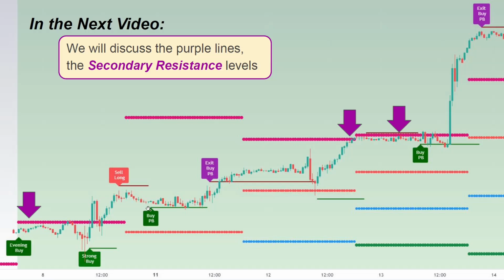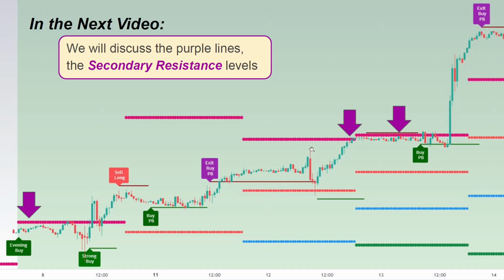pullback setup. You see price build a base right on the green line. This is the cyclical support, which is drawn by the Cycle Trader indicator. Another push up, and look what happens. First we got our green background, and look where the red daily resistance is. Price left it behind. Price is moving over the red daily resistance.